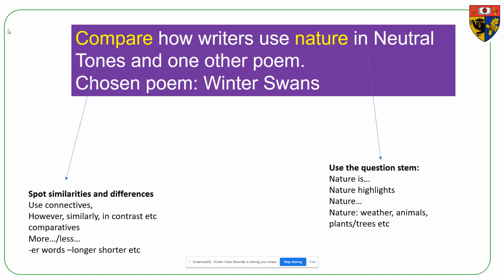Secondly, then, we're looking at how writers, and most importantly here, use nature. So they're using nature for something. What is the nature representing? What is the nature being used to show? What is the nature used to highlight? So again, use the question stem. I should be saying the word nature in every single paragraph, or some form of nature. So for example, I should be saying words like weather, birds, trees, etc. So anything actually linked with nature. You can talk about, in these two poems particularly, things like weather, animals, plants, trees, any kind of earth.